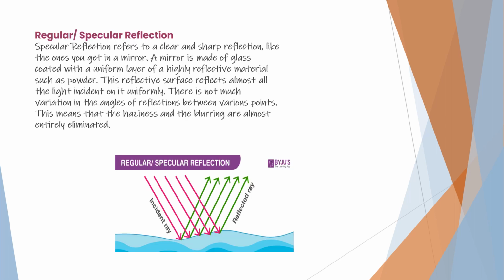Regular reflection. Specular reflection refers to a clean and sharp reflection like the one you get in a mirror. A mirror is made up of glass coated with a uniform layer of a highly reflective material such as powder. This reflective surface reflects almost all the light incident on it uniformly. There is not much variation in the angles of reflection between the various points. This means that the haziness and the blurring are almost entirely eliminated.